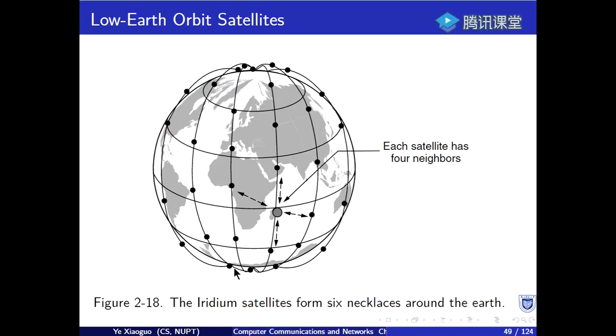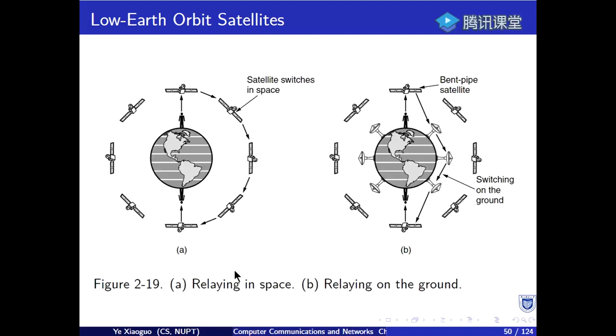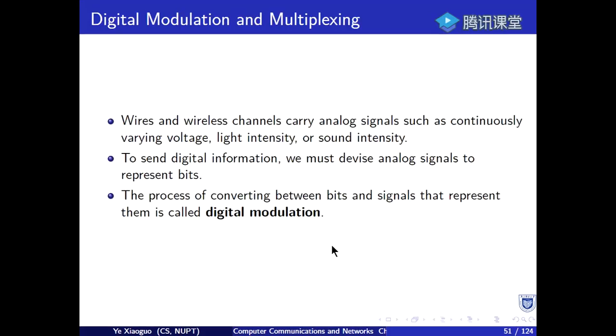So the Iridium system is an advanced global communications system, although it is not very successful. Then we will talk about digital modulation and multiplexing.